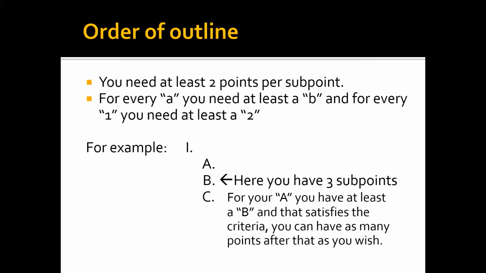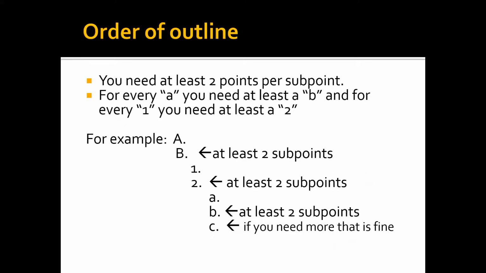You need at least 2 subpoints per point. So for every A, you need a B. For every 1, you need a 2. Okay? So for this example, we have Roman numeral 1. Underneath Roman numeral 1, we have an A. Now, if I just stop there, I would not have my 2 subpoints. I need at least that B. You can have a C, D, E, F, G if you want, but at least you must have A and B. So you need at least 2 points per subpoint.